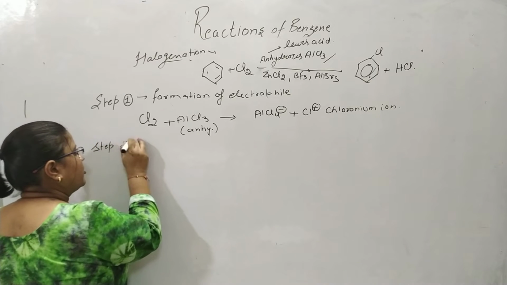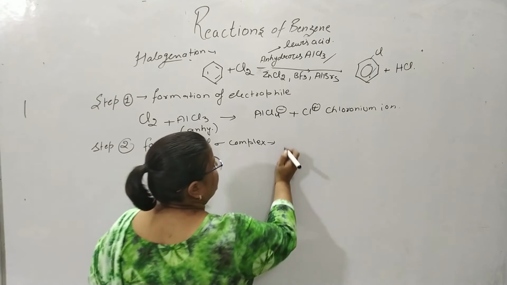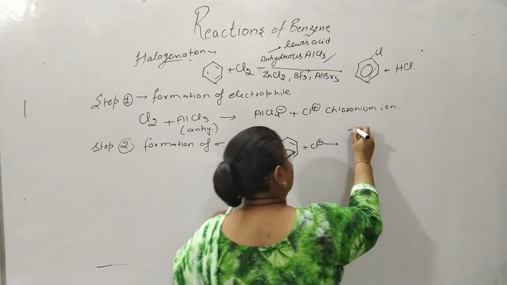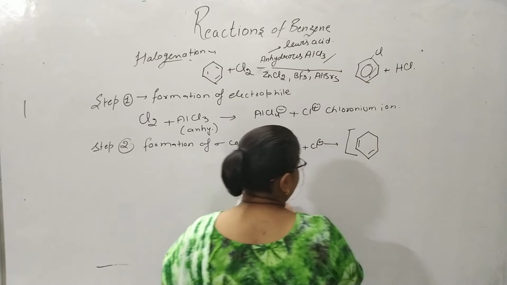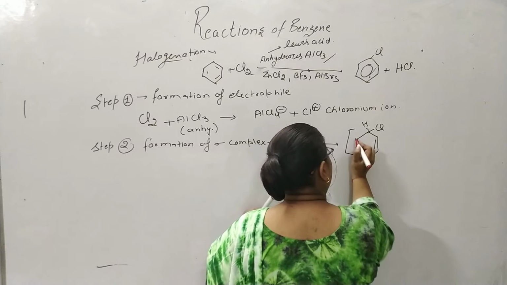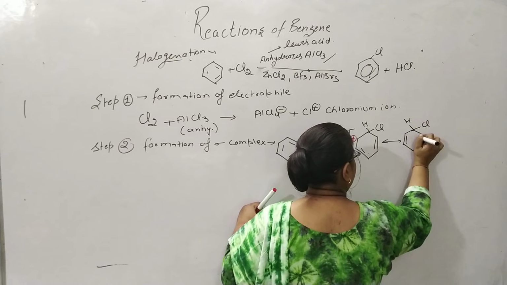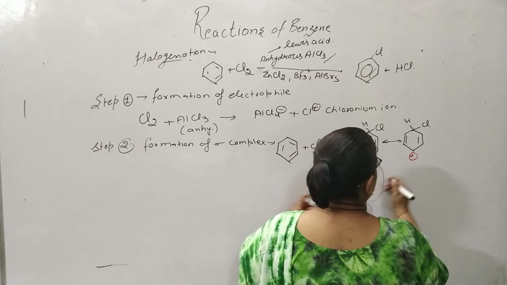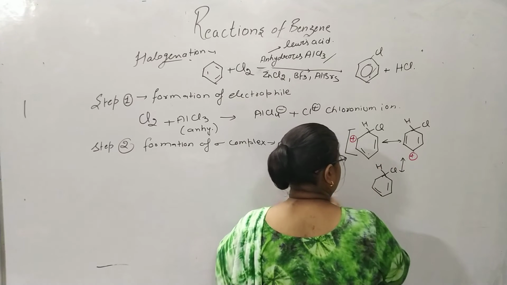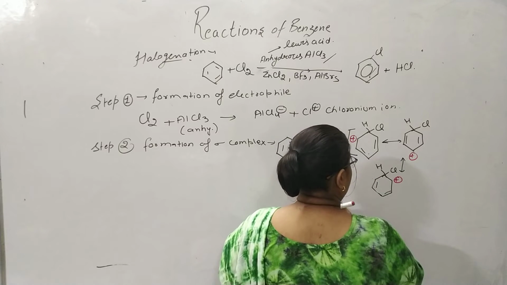In step 2, formation of sigma complex. What will happen in this reaction? This benzene ring will be attacked by this chloronium ion. So in this reaction, this chlorine attacks on this, and the positive charge will rotate on the ring, like this. Okay, so this is the overall reaction.